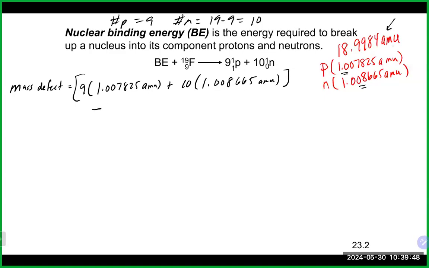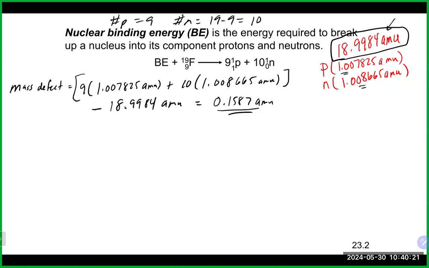And then we're going to subtract it from the atomic mass of this isotope, which is 18.9984 AMU. And if we do that, we will end up with basically 0.1587 AMU. This is the mass defect. That is, again, the difference between the mass of the components of the nucleus and the mass of the isotope by itself. So that's what's going to get converted into energy.